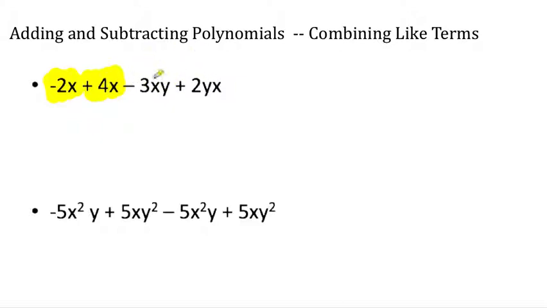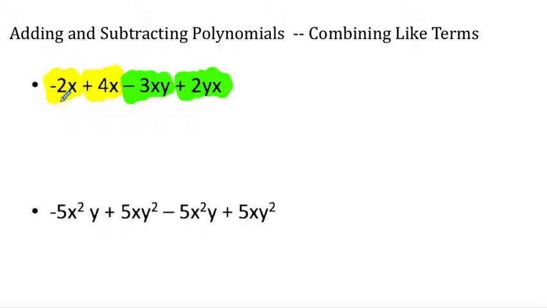The second pair here, this negative 3xy and positive 2yx, even though the order is different on the x and the y and the x, they have the same variables raised to the same power. And so these are also terms that are like with each other. Okay? So when I'm combining like terms, I'm simply combining the coefficients of the variables.